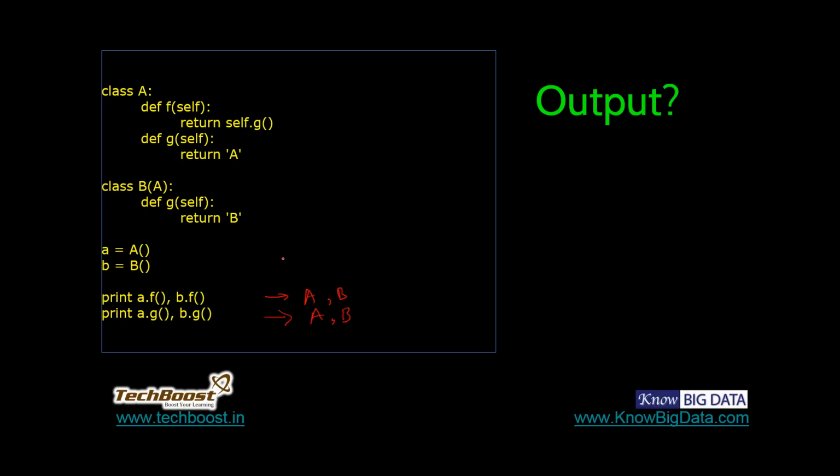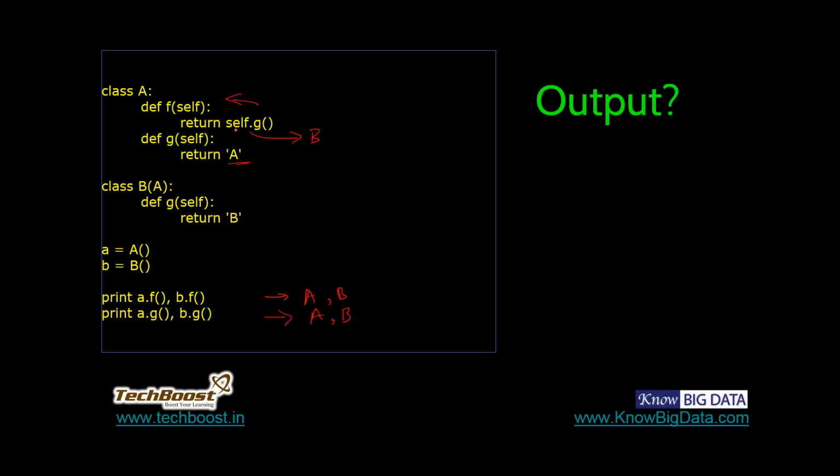The first line, print A dot F, returns A dot G, which returns A. Okay, which returns A. And the second line is B dot F. B inherits the F function from A, which goes to self dot G, which returns B. Great. Super. Very nice.